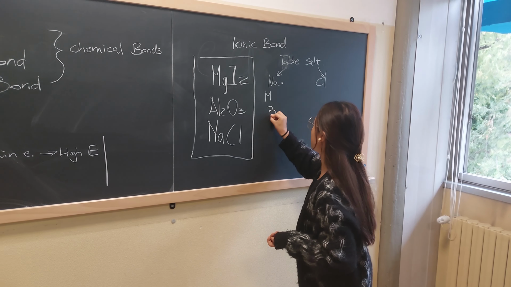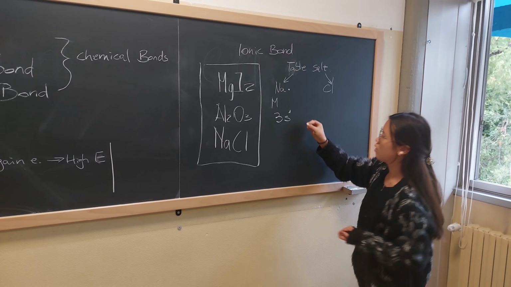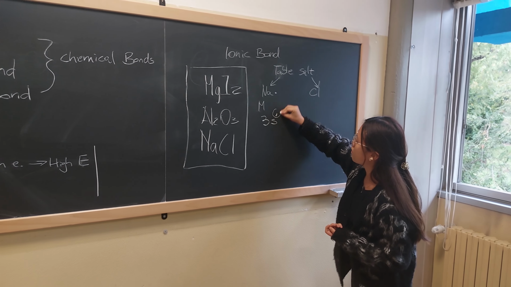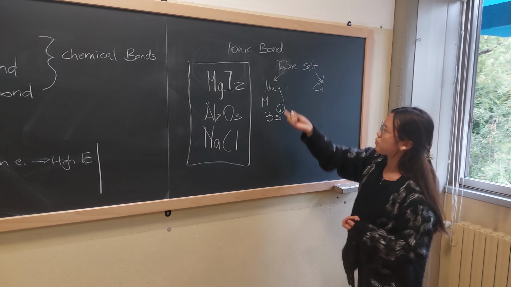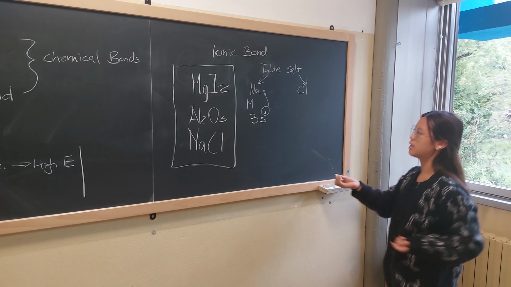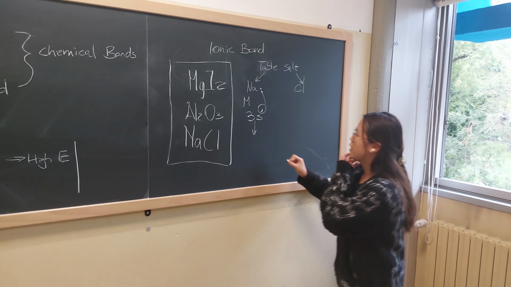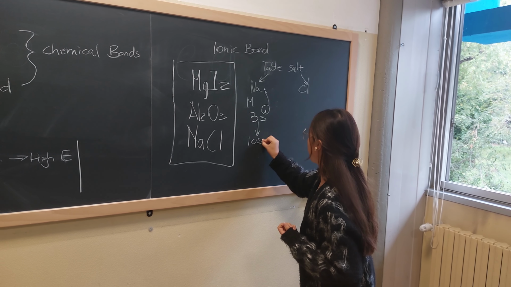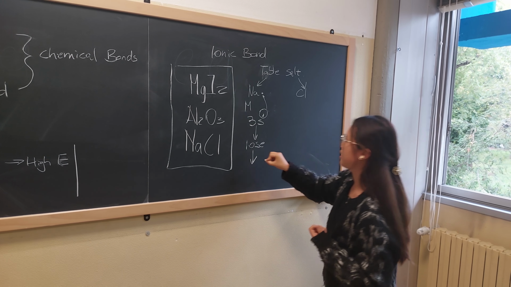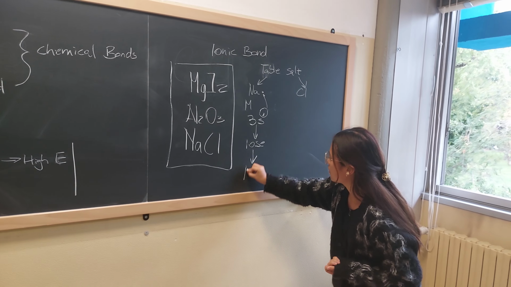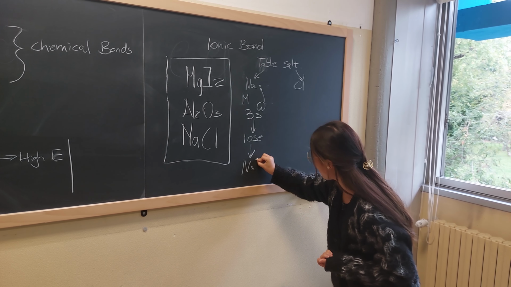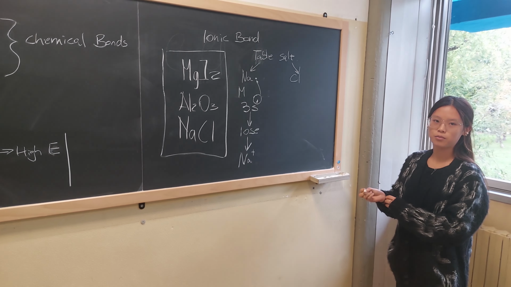configuration is 3s1, which means this is the number of electrons. So it tends to lose the electron to reach the stable configuration. And what does it become? A positively charged atom, so an ion.